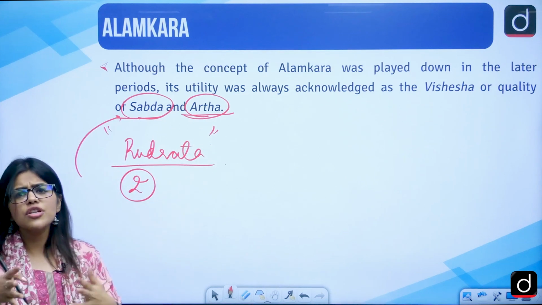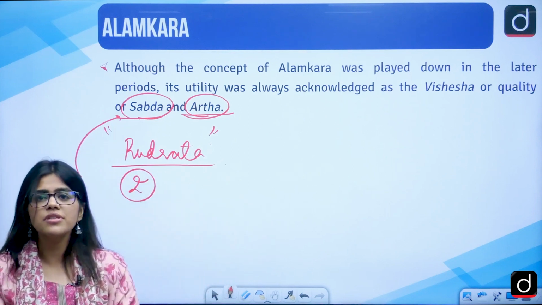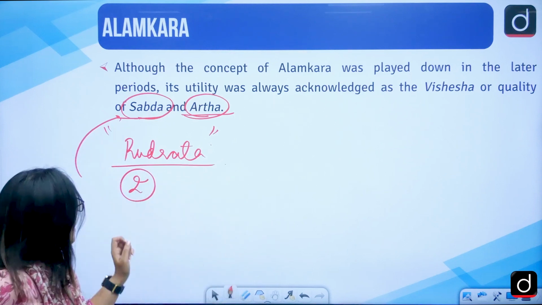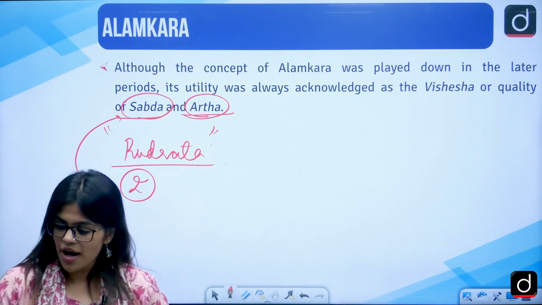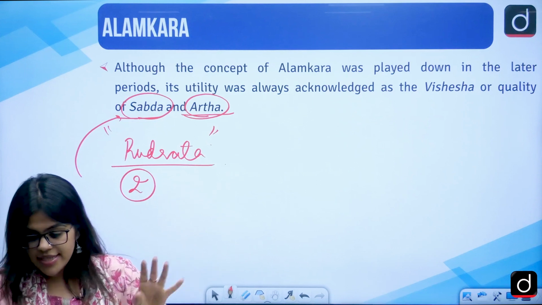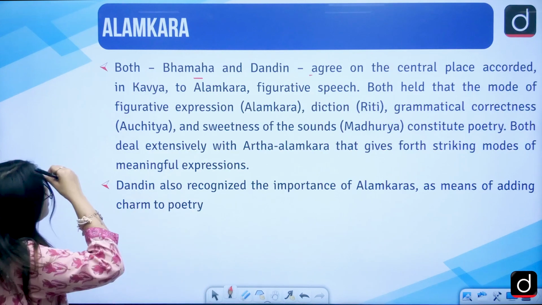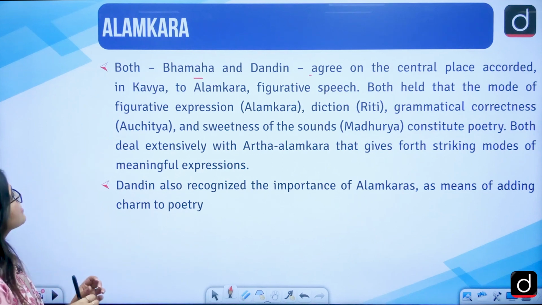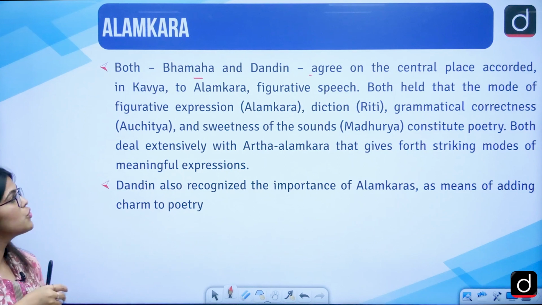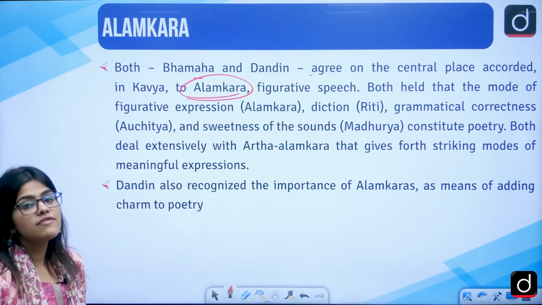We have other theorists also who keep on working and adding. There are other subdivisions, but the two most important are Shabda and Artha Alamkara, right? These are the two divisions. Now let us move forward. Both Bhamaha and Dandin agree that the central place should be accorded in the Kavya to nothing but Alamkara, that is the figure of speech.